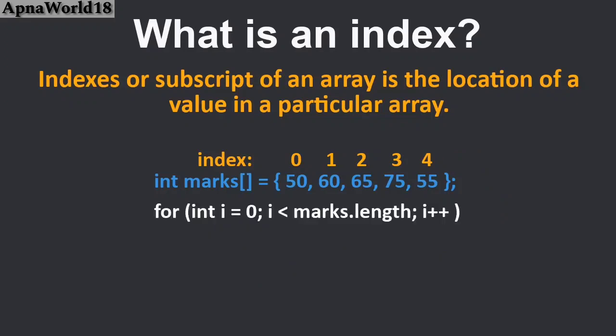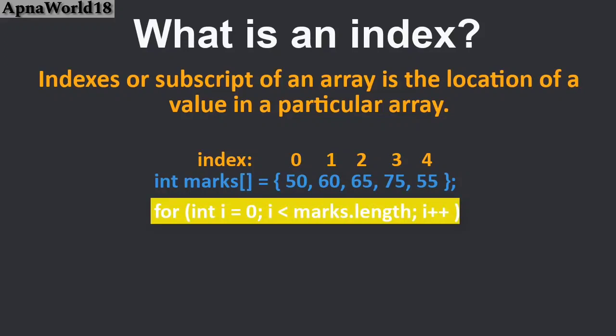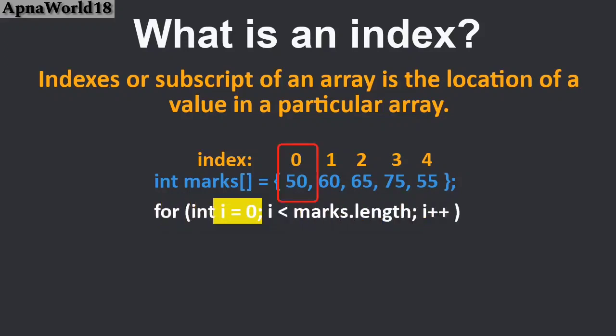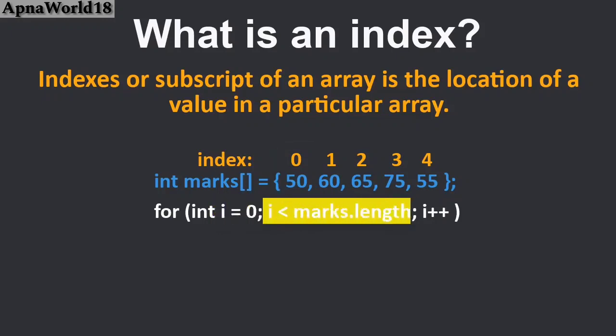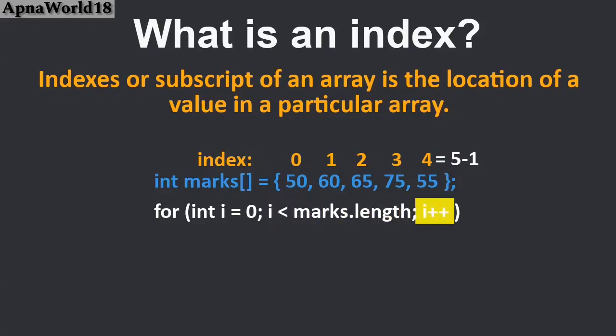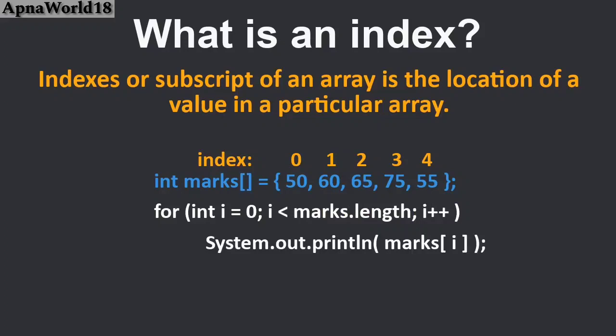Let's see how we will use indexes in combination with looping construct like for to access the entire array. Assuming we have this array, we can use for loop to set up a counter starting with 0 as array index starts with 0. This loop will run till less than array length. We use less than over here because last array index is 1 less than the array length. This is incremented by 1 for each iteration. Within this loop, we can put a println statement with array name and index to access all the array values. This for loop is standard and can be used for any purpose to iterate through the array.